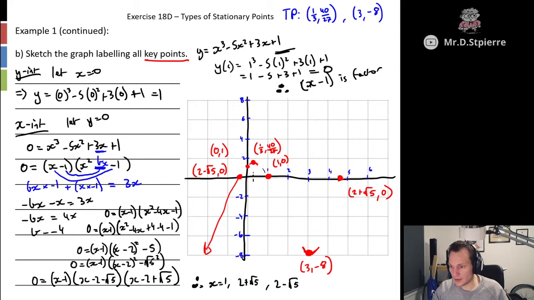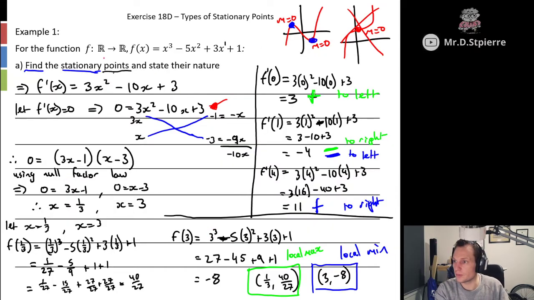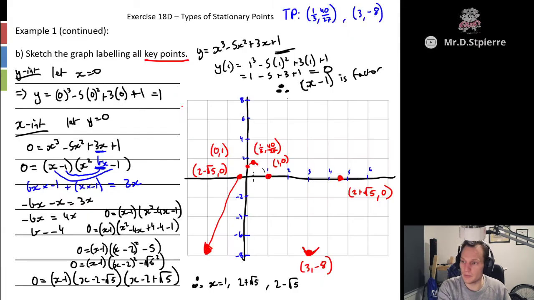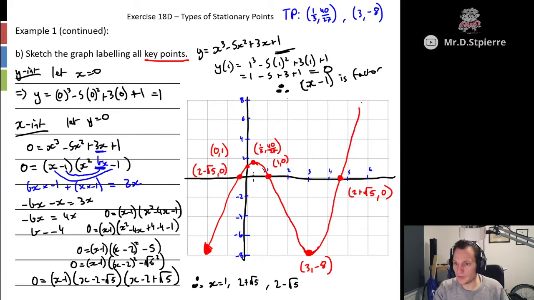Goes down like that, continues on, because our original domain is all real numbers, so it's not restricted in any way, shape or form. Comes up, goes down, goes to there, and I apologize for that terrible line. Down to there, up through there, and continues on and on. So wow, that had a lot of work in it.